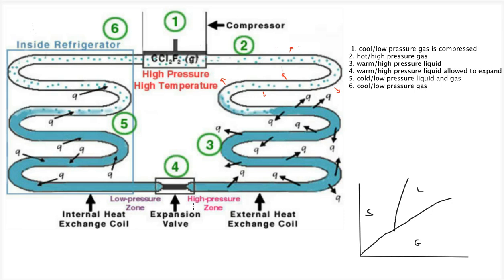Now in step four, it's allowed to go from a high pressure zone to a low pressure zone. And this is really important. So when we have that high pressure liquid and we let it go to the low pressure zone, remember, as the pressure drops, it's easier for the liquid to become a gas. So a lot of that liquid will vaporize immediately. And as it goes from liquid to gas, the reverse happens as in step three. And this is, again, evaporative cooling.